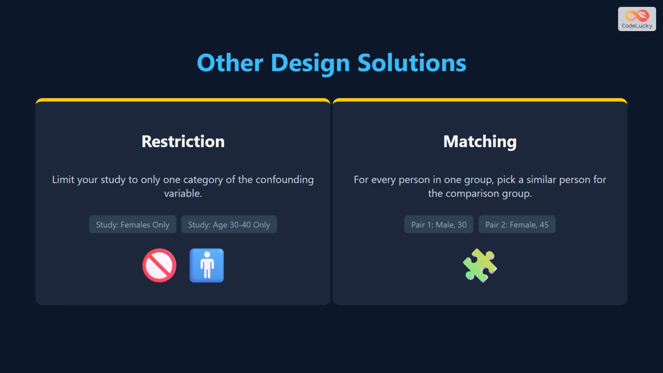If you cannot randomize, you can use restriction or matching. Restriction means you only study one specific group, like females between 30 and 40, to eliminate variation. Matching means for every person in Group A, you find a very similar person for Group B, ensuring an apples-to-apples comparison.